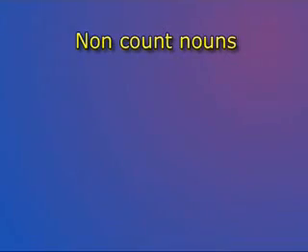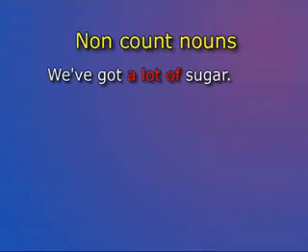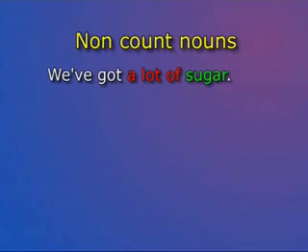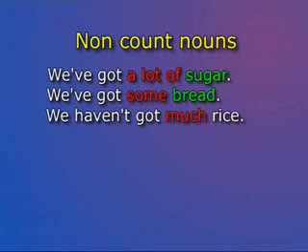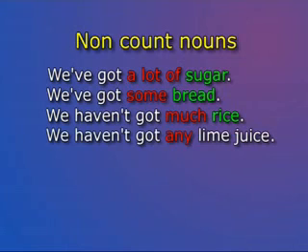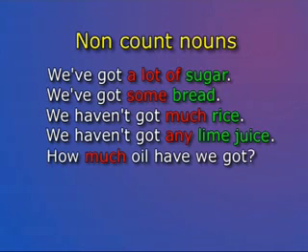Now some examples of non-count nouns. Take a look at this. We've got a lot of sugar. You can't count sugar, can you? So that's why it falls into the non-count noun category. We can say we've got some bread. Again, you're not sure of the quantity. We haven't got much rice. We haven't got any lime juice. How much oil have we got? Those were all examples of non-count nouns.